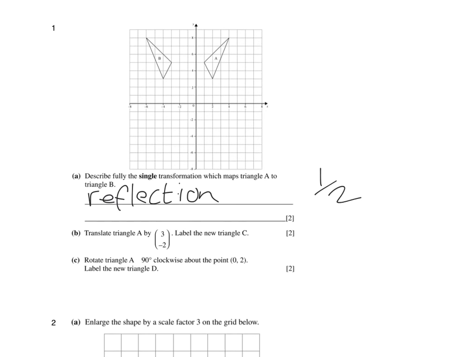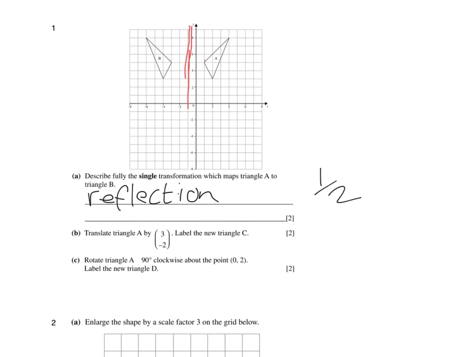In order to get the second mark, we have to say which line the shape has been reflected in. To do that, take 2 corners, so looking at this one and this one, count the squares in between them and mark the halfway point. So 1, 2, 3, 4, there are 4 squares in between them, so the halfway point would be on this line. This then is our mirror line.